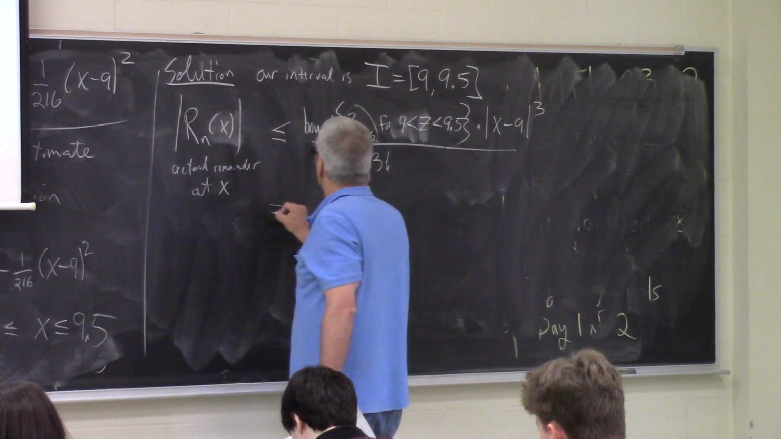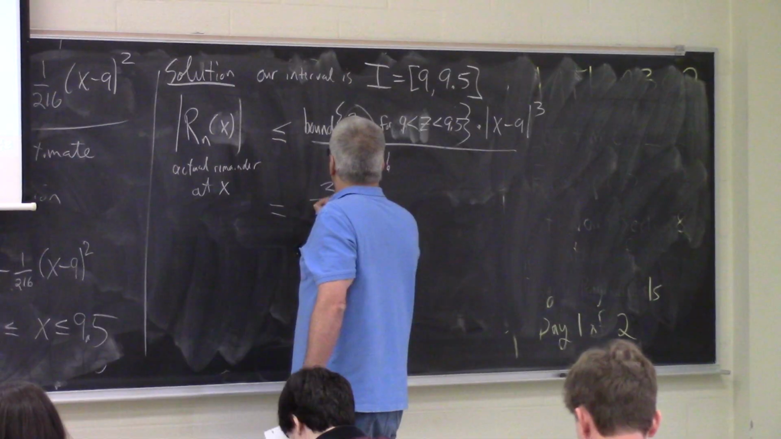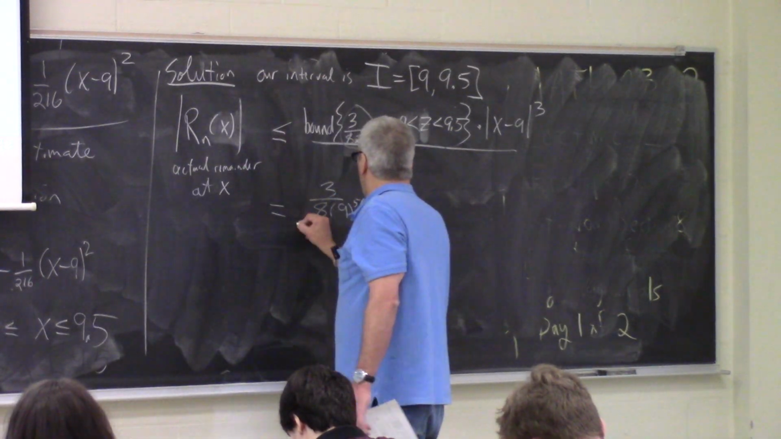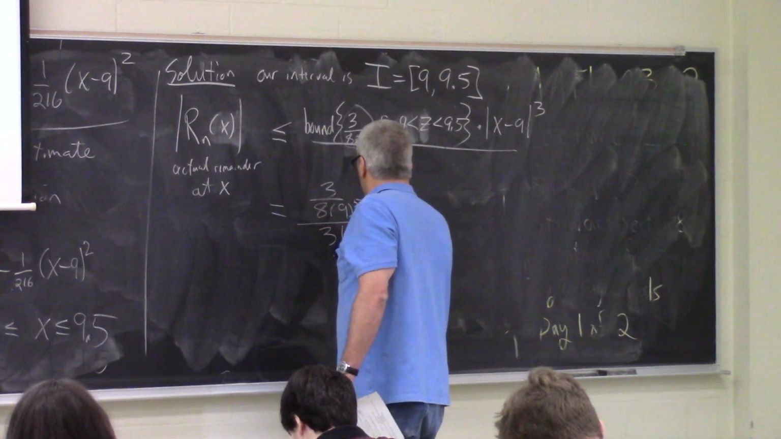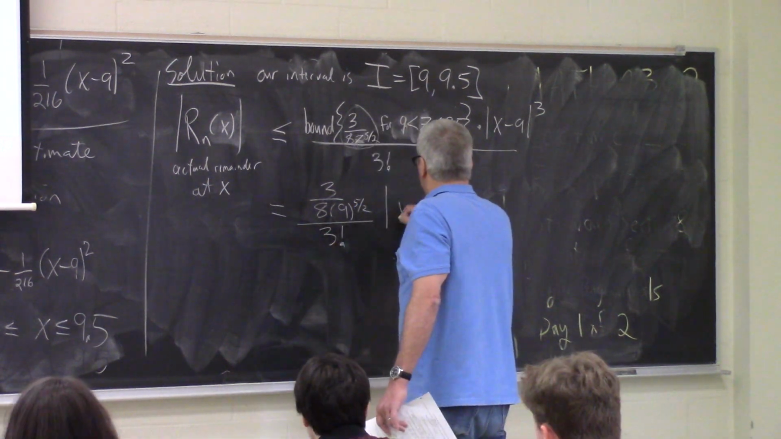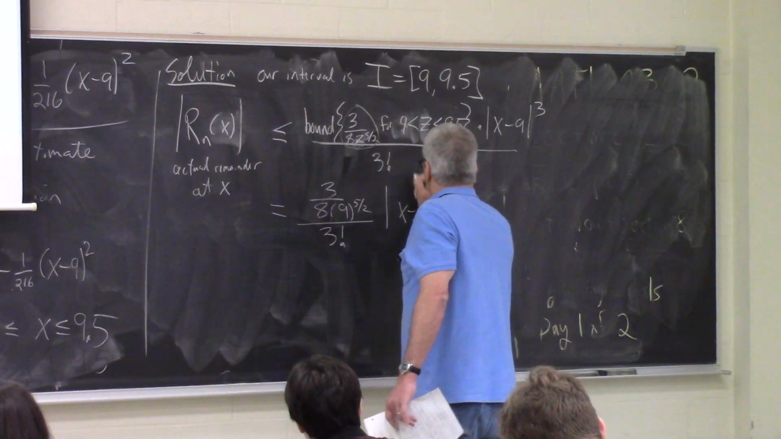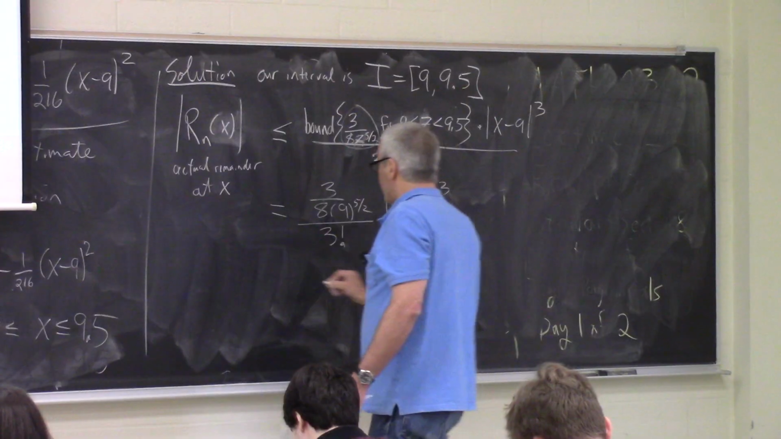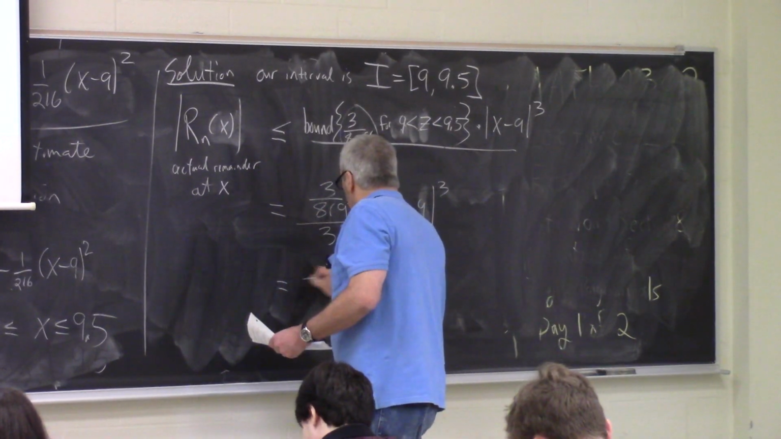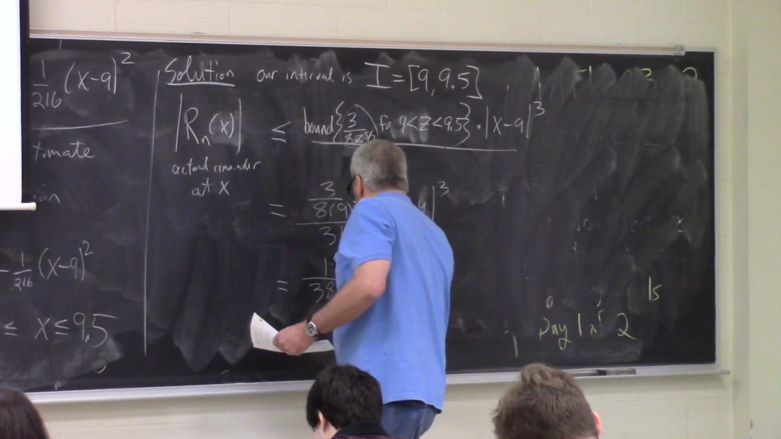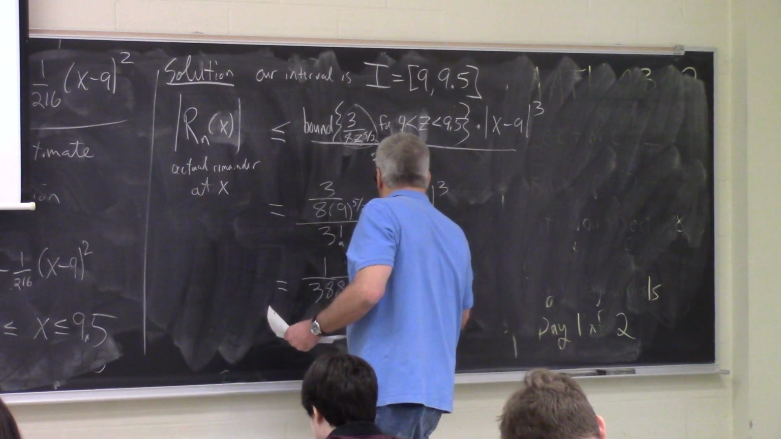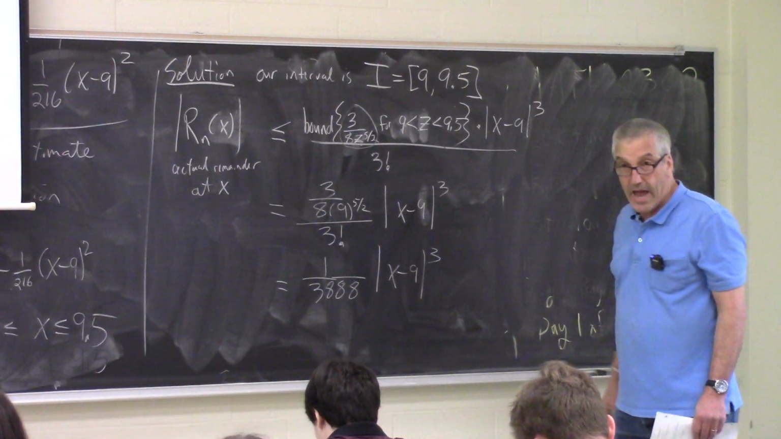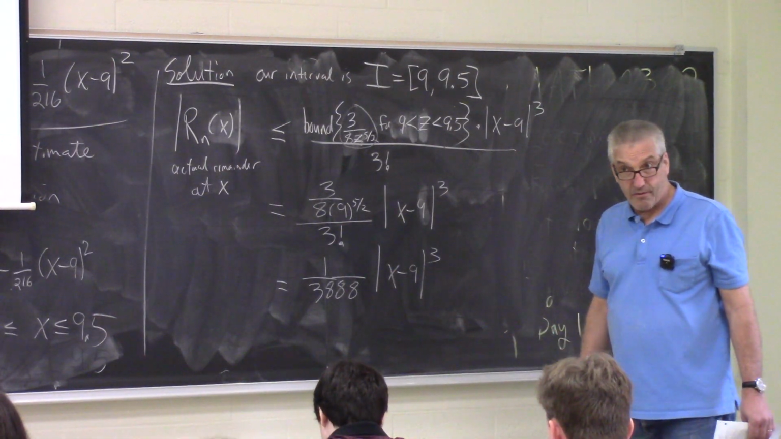So a bound for this would be 3 over 8 times 9 to the 5 halves, divided by 3 factorial, and this being multiplied by x minus 9 to the third power. So what this ends up being is 1 over 3888 times x minus 9 to the third. So that's the bound on the actual remainder at any particular x value.